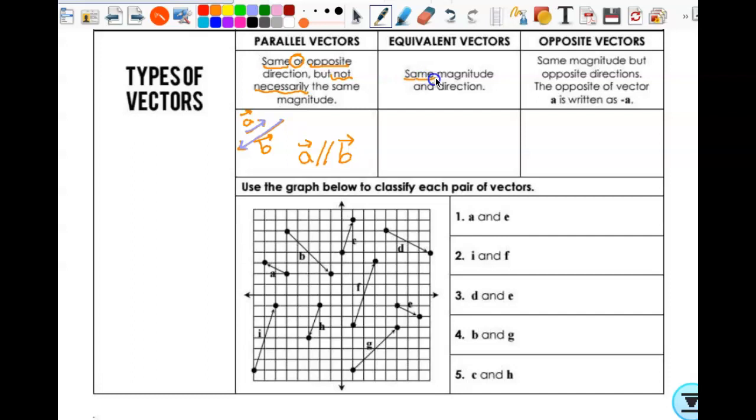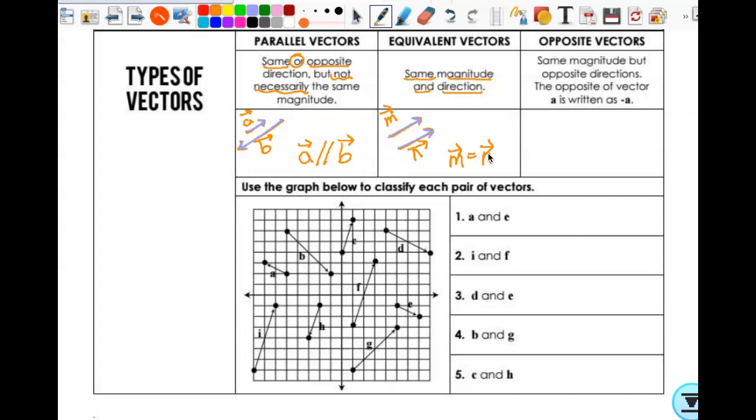Okay. Then we have equivalent vectors. They have to have the same magnitude and the same direction. So it would look like this. We could call these vector M and vector N. There are my vectors. And so here we could say vector M is equivalent to vector N. Equivalent is just a fancy word for equals.